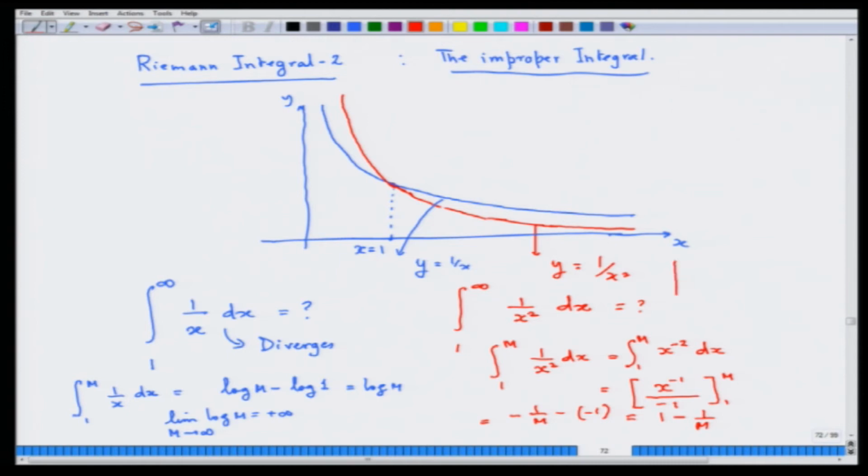So, now the limit of 1 minus 1 by M as M tends to infinity is known to you, and that is 1. And so, we can say that the area under the curve y equal to 1 by x squared from 1 to infinity is exactly equal to 1. That is slightly amazing, you see, that you can just swim inside 1 by x, but you cannot swim inside 1 by x squared. The graph would push you down very well.